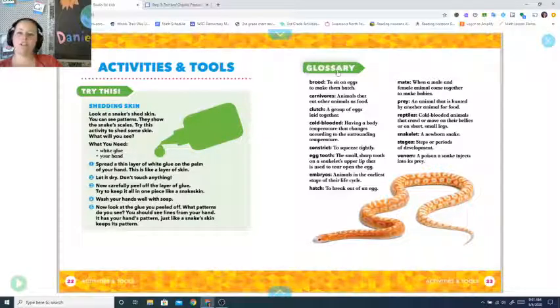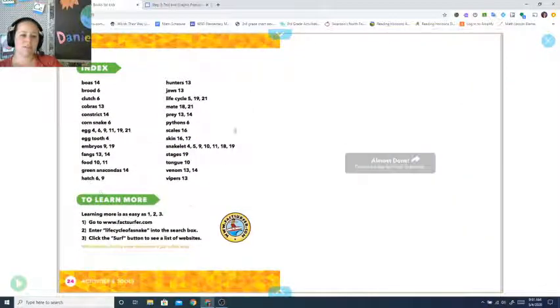Okay, we've got the glossary right here, which we talked about. Then at the very end, we haven't talked about this one yet. This is called the index. An index lets you know what page certain topics are on. So let's say I was trying to learn more about pythons. I would look here and say, okay, Python, Python, Python. I look all the way through and, oh, Python, page 6. It talks about pythons on page 6. So then I could turn back to page 6 and look at what it says about pythons. Sometimes there will be pictures there too.